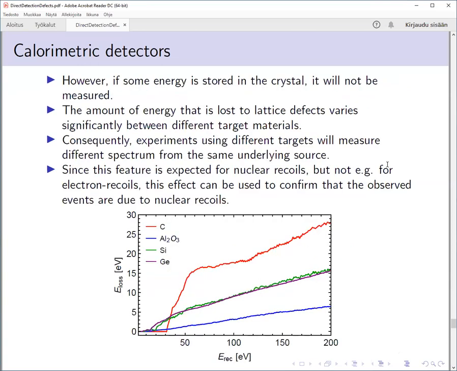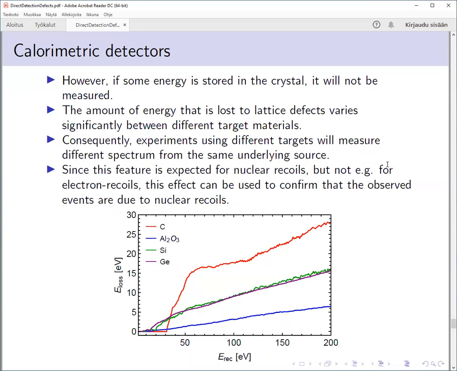Now, of course, if you create a lattice defect, then that defect stores some energy, because the perfect lattice is the lowest energy state of the crystal. If some atom moves to a non-perfect lattice site, then its binding energy in that site is smaller than its binding energy in the perfect site. So it means that there is some energy stored in the formation of this defect.